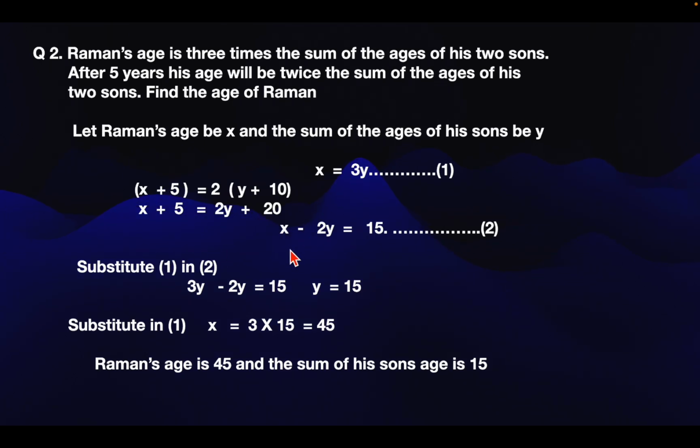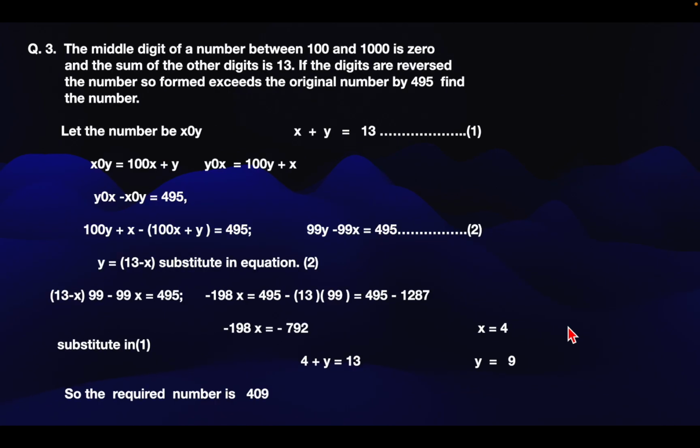Now you can substitute this in this equation. So solve it. You get y is equal to 15. Again put this value here, you get x is equal to 45. So Raman's age is 45 and the sum of the ages of his sons is 15.